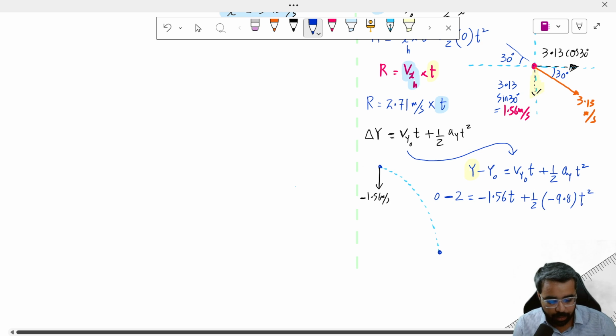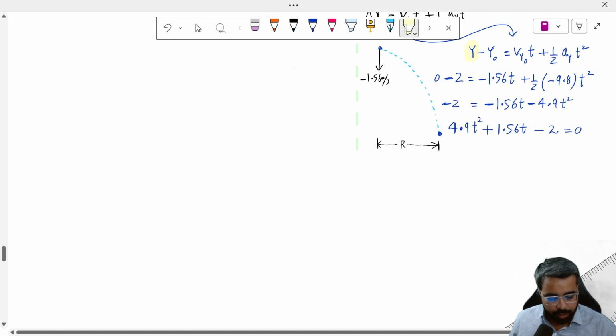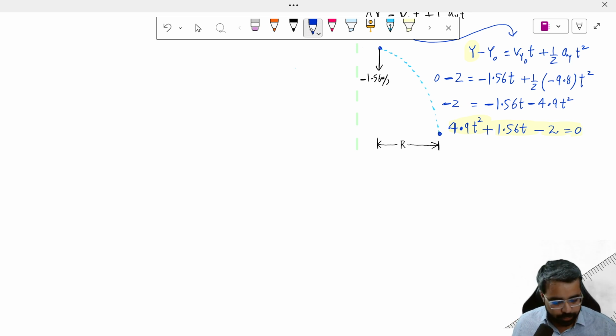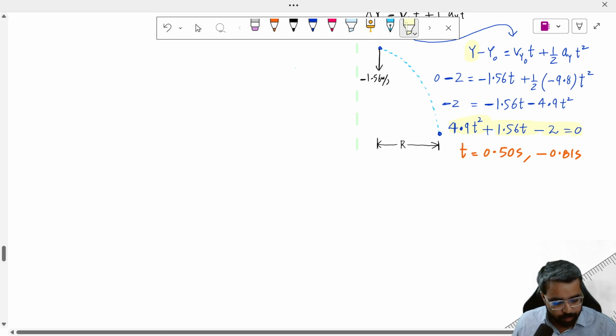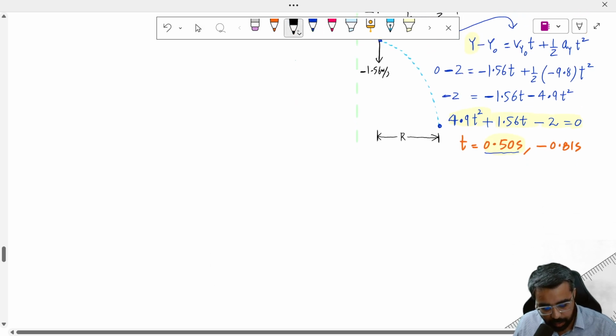So you see we are getting a quadratic equation. Let me write the next step. If you rearrange it, take it to the other side. Dear students, you see we have got a quadratic equation which you can solve by the quadratic formula, or you can use a calculator. We will get two values of time. So we got these two values, and obviously we will select 0.50 second, approximately.